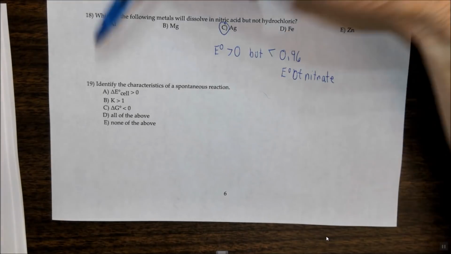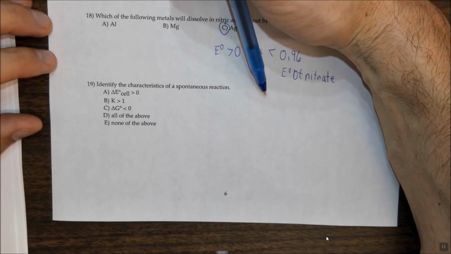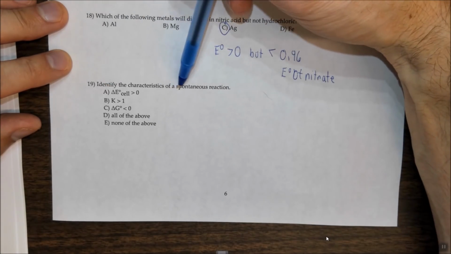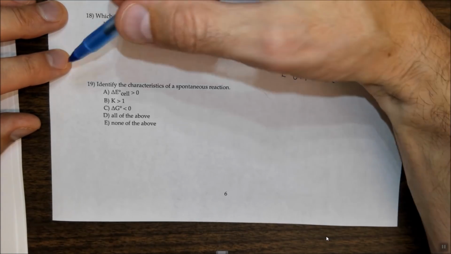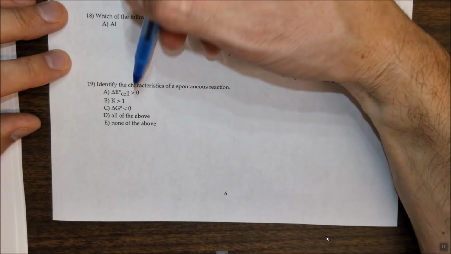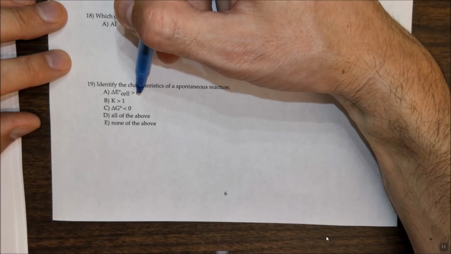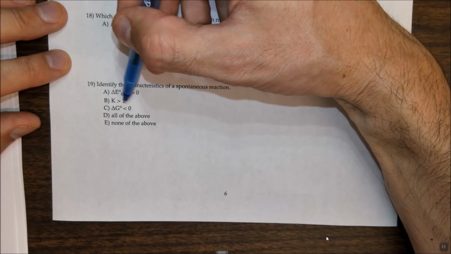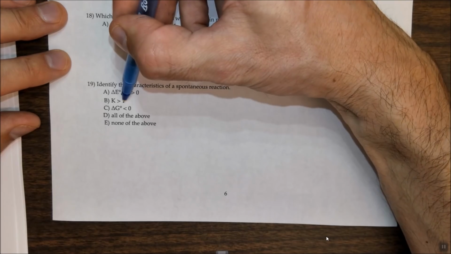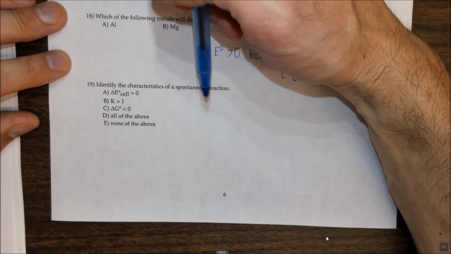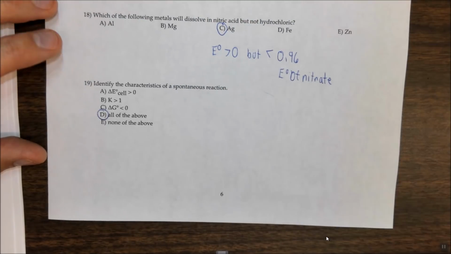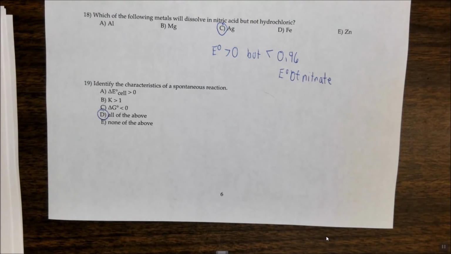All right, question 19 says, identify the characteristics of a spontaneous reaction. This question is a memorization one again. All right, so we have E cell is greater than 0. When it's greater than 0 or positive, the reaction is spontaneous. K, the equilibrium constant, is greater than 1. If it's greater than 1, it's going to be spontaneous in the forward direction. Delta G is less than 0. When delta G is negative, reactions are spontaneous. So all three of these things mean that the reaction is spontaneous, and this hopefully shows you some of the interrelationships between E cell, K, and delta G.